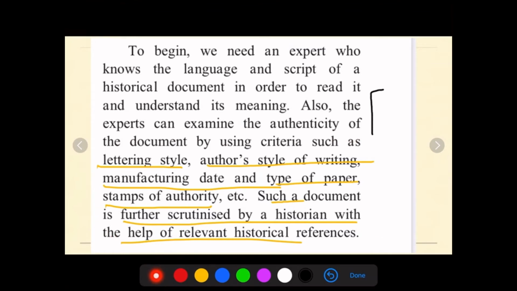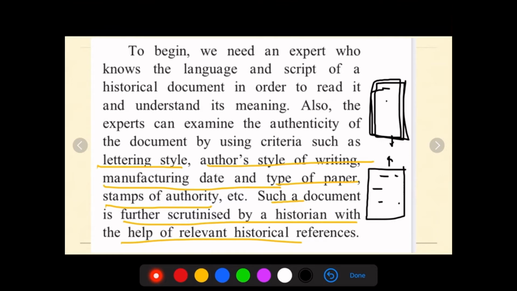There is one letter which is actually from Gandhiji's period, and this is my letter which I have made on my own, and it is not true maybe. So to check which is original, or to check the authenticity of the document, these are the criteria which are used.